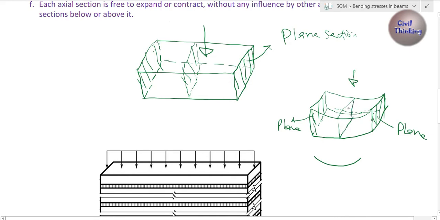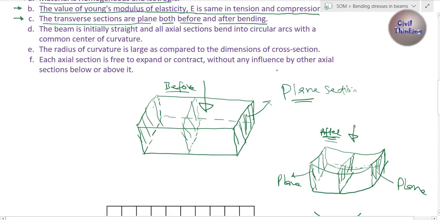This section is plane too, and every cross section of this. What it means? So it is assumed when a beam is bent, the cross sections are plane before bending, like this is before, right? And this is after bending, right? So the cross sections of the beam remain plane before bending, and also after the bending they are also plane. That's what's written here.